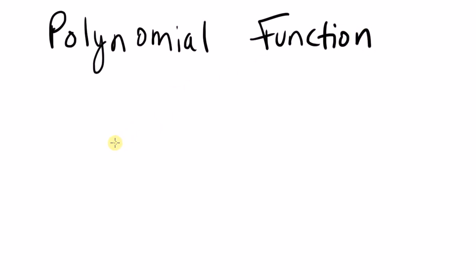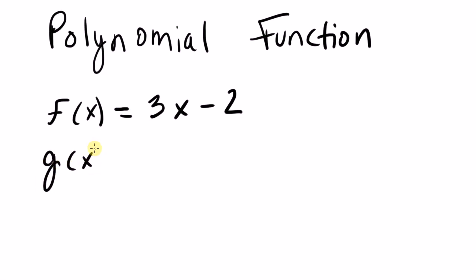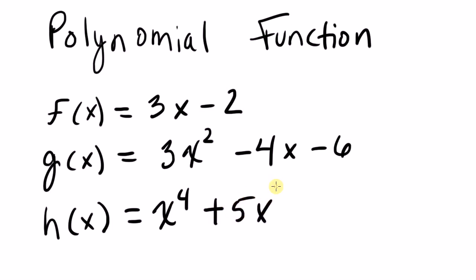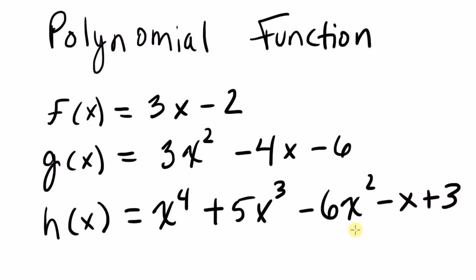Alright, so polynomial functions look like this. So f of x is equal to 3x minus 2. g of x is equal to 3x squared minus 4x minus 6. And h of x is equal to x to the 4th plus 5x cubed. And we could just keep going on and on with this. Something like this.